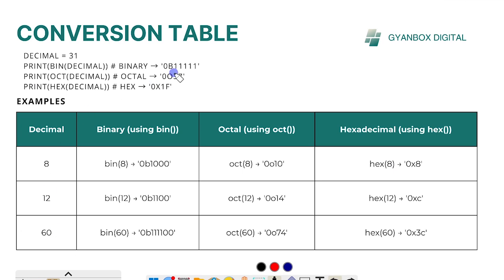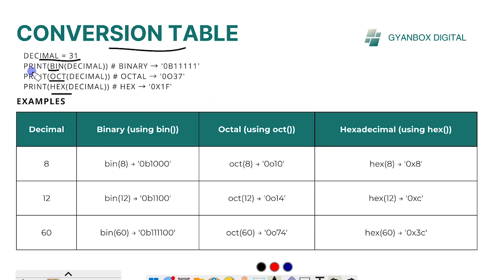Let us see about the conversion table and the functions which are available in Python, which allows us to convert the number into any of the number system. So let us take an example. We have decimal as a variable name with 31 as its value. I want to print the binary, octal or hexadecimal value of this decimal variable. So I have built-in function bin, oct and hex respectively to convert the decimal value and print its respective value.